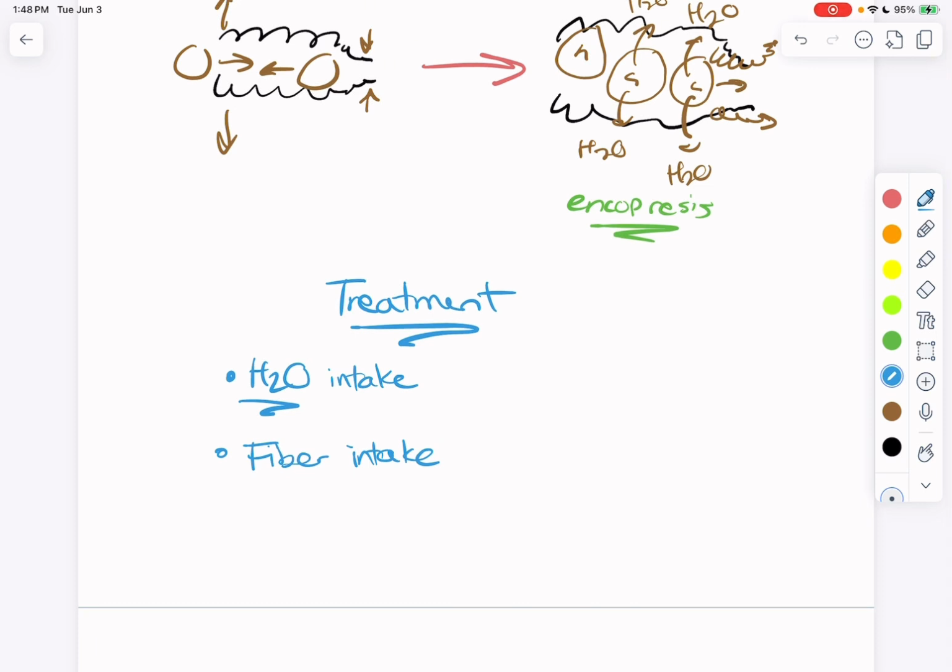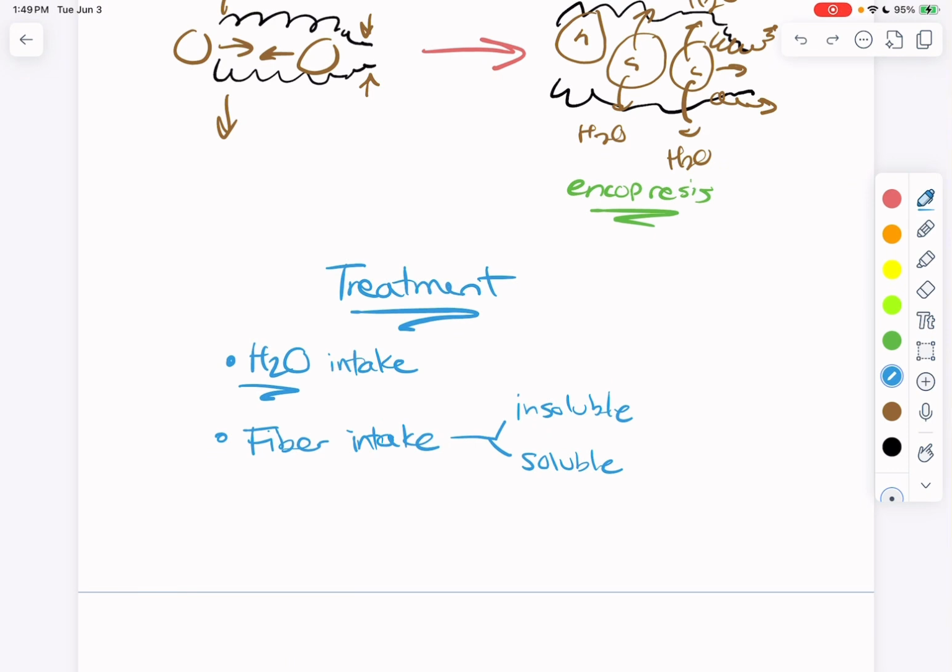And sometimes we say fiber, eat more fiber, take this fiber supplement. And sometimes I don't even know what that means, but looking up definitions of what fiber is, it's basically a complex carbohydrate that is not able to be digested by our digestive tract. There are actually two types of fiber, insoluble fiber and soluble fiber. And it's actually the insoluble fiber that really helps with constipation.